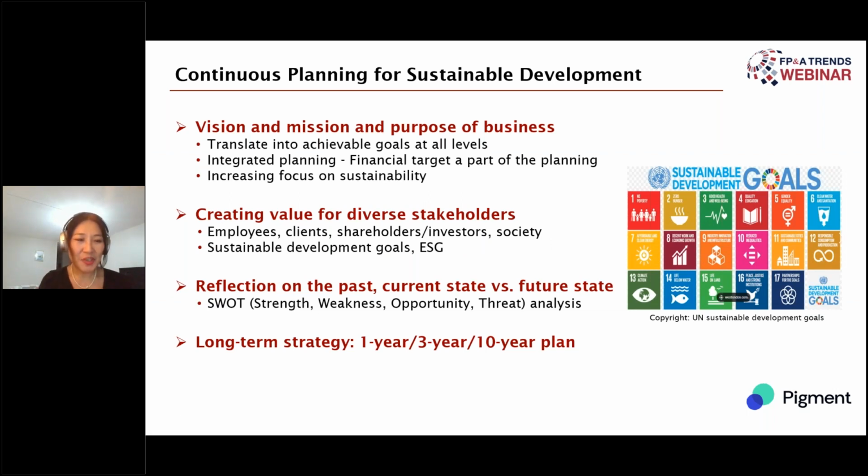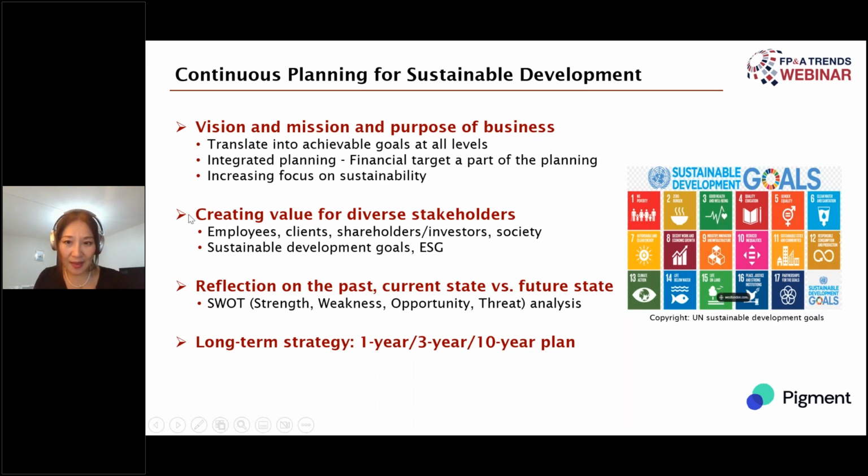And so my speech concerns continuous planning for sustainable development. A successful plan for me always integrates a company's vision and strategy, and translates them into achievable goals at all levels, including all functions, and has an operational plan. It aligns top-down targets with bottom-up targets in the operational plan concerning sales, R&D, product management, HR, client services, and so on. Setting a financial target is a part of the integrated plan process.